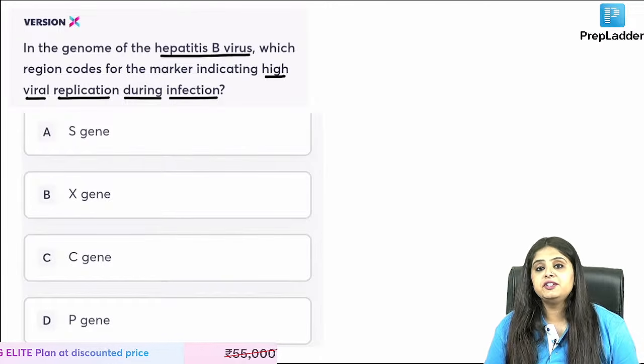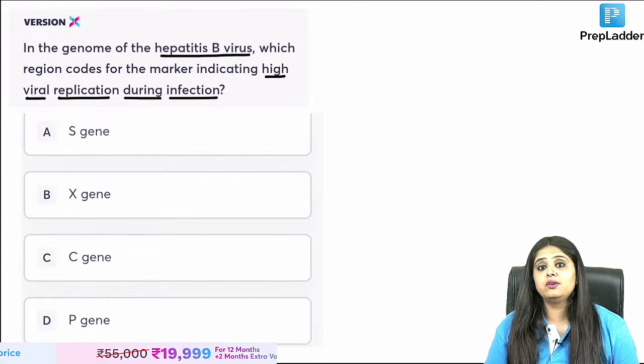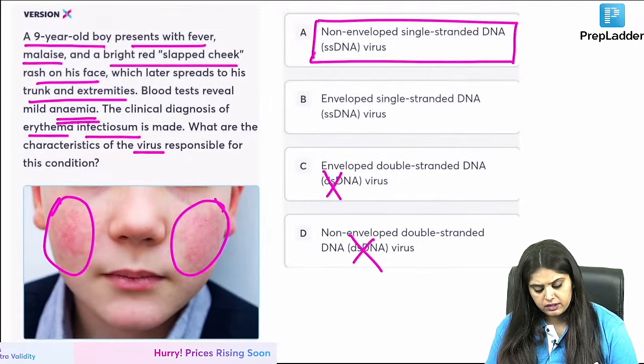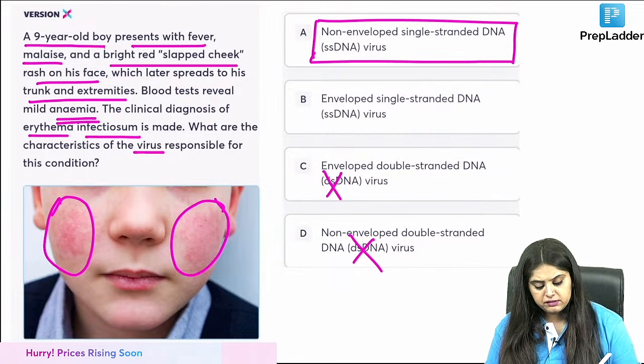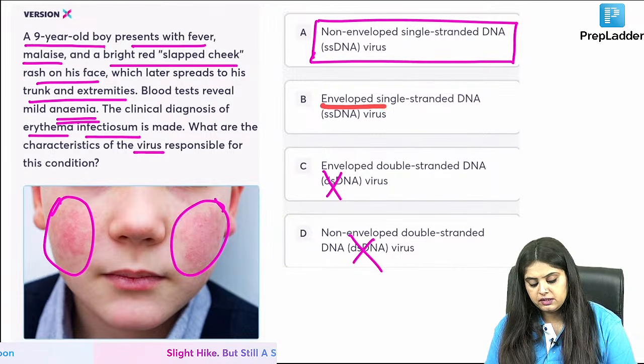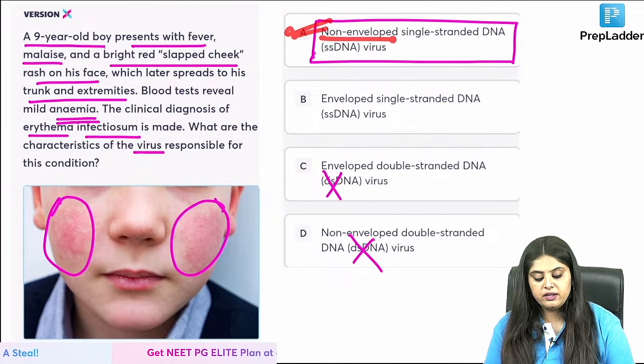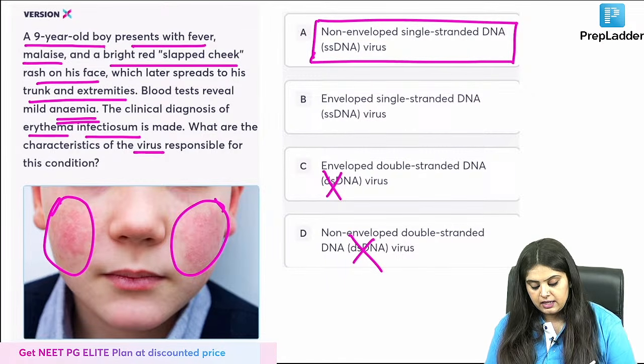That's first. Everything will not be about the graph. Sometimes non-graph questions will come. Someone said, why not B? Because B was enveloped, and I'm saying that parvovirus is non-enveloped. So then it can't be B. It is going to be non-enveloped single-stranded DNA. Coming on to the next one.